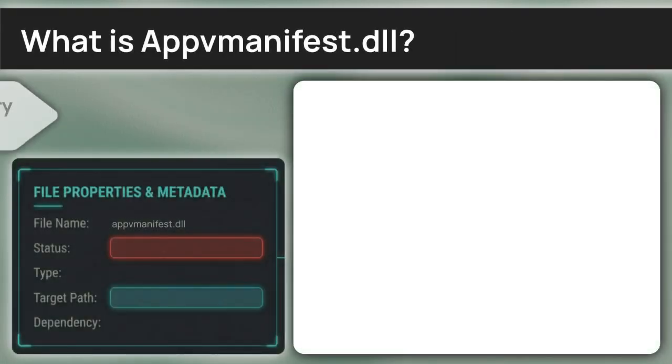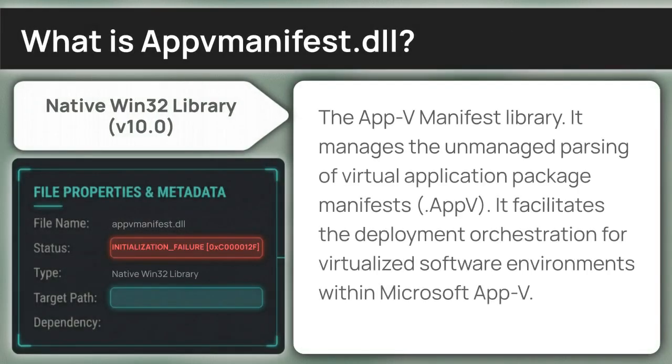This is the Appvmanifest library. It manages the unmanaged parsing of virtual application package manifests. AppV facilitates the deployment orchestration for virtualized software environments within Microsoft AppV. Let's transition to the solution, starting with the official Microsoft redistributable.